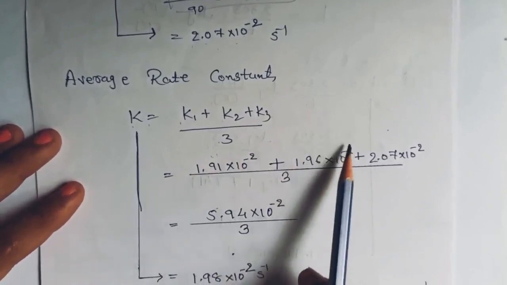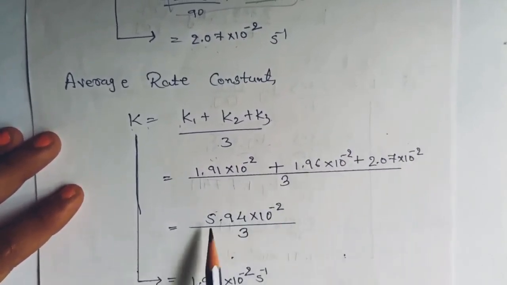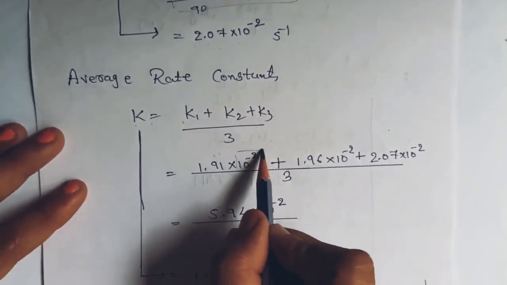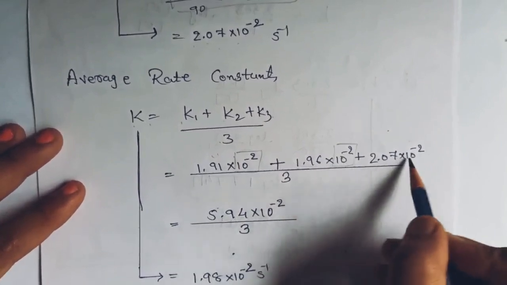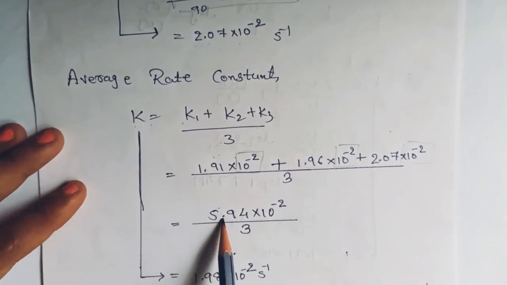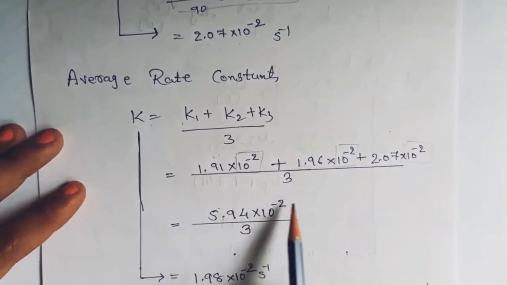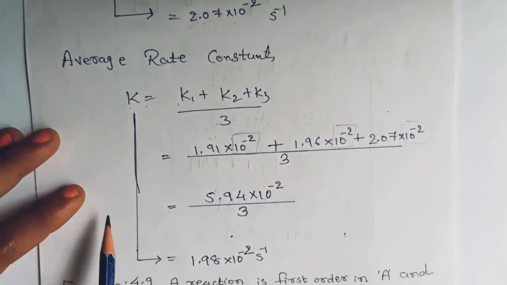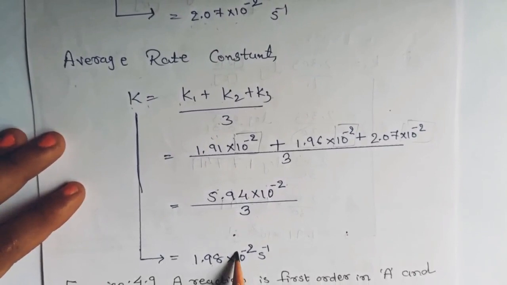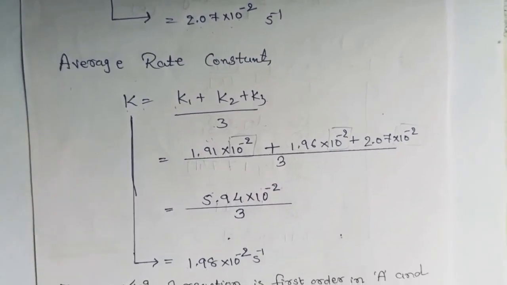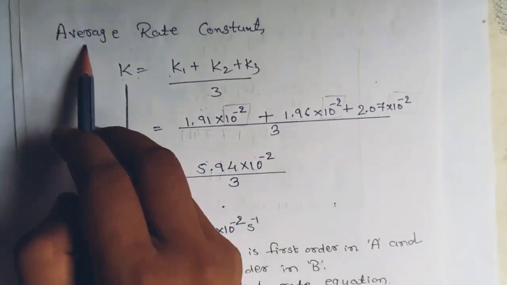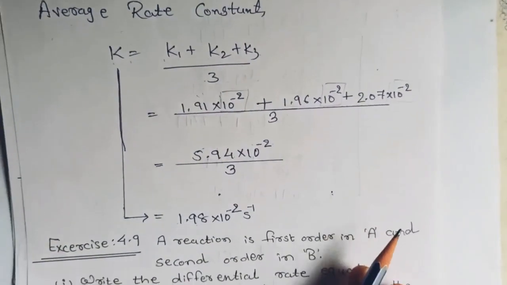Now the average rate constant K equal to K1 plus K2 plus K3 divided by 3, right? Replace the value of K1, K2 and K3, right? The summation of that whole value, because the power of 10 is the same, so you can directly add those terms. So you will get 5.94 into 10 to the power minus 2 by 3. So your average rate constant is 1.98 into 10 to the power minus 2 second inverse, right? So first we calculate the rate constants, and then we calculate the average rate constant for the particular given data.